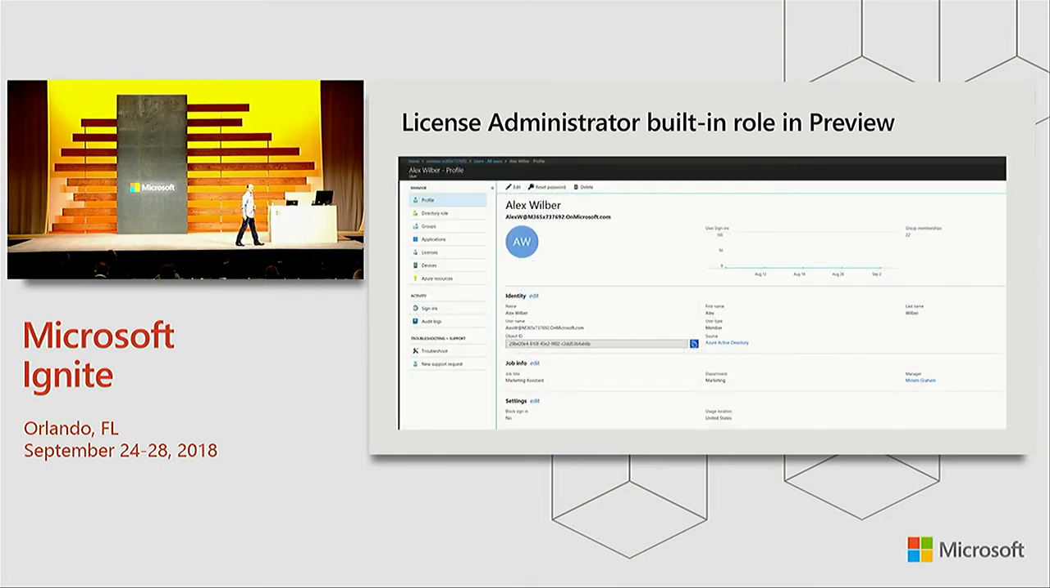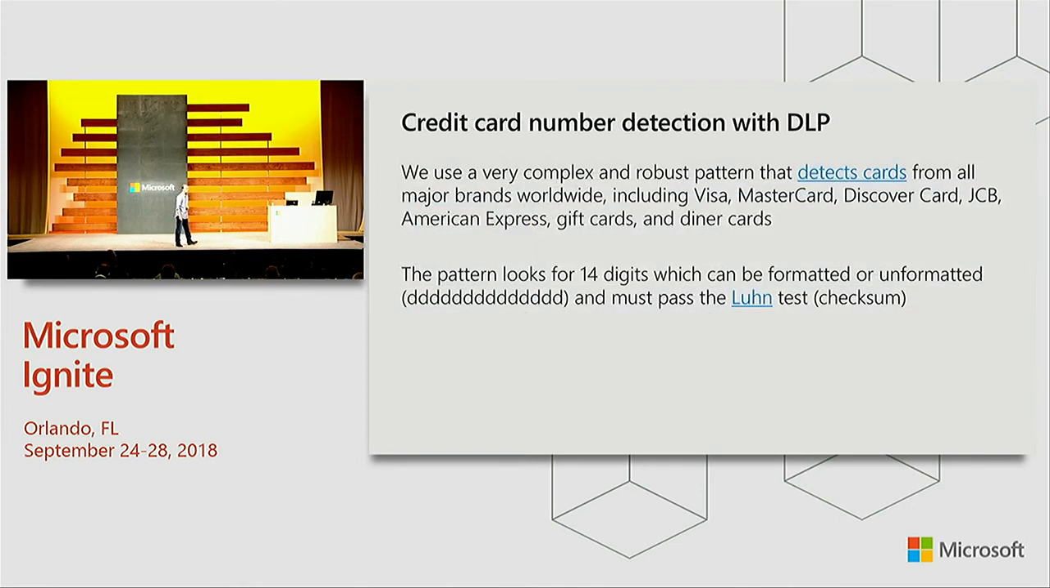It's in preview right now, but it's going to be leaving preview and coming into GA very shortly, but you can go and check it out today. It's in the Azure Active Directory Admin Center. You can go in, go to the user profile, add the role for that user, make them a license administrator, and they can then go ahead and manage licenses for your organization.